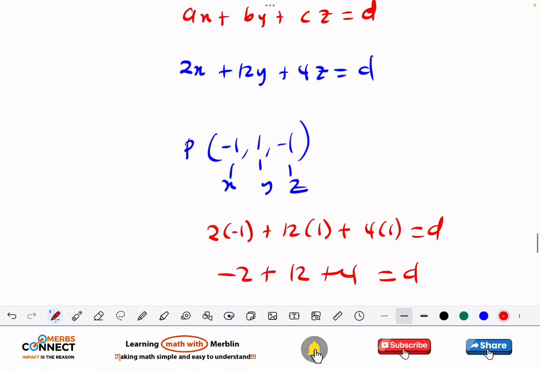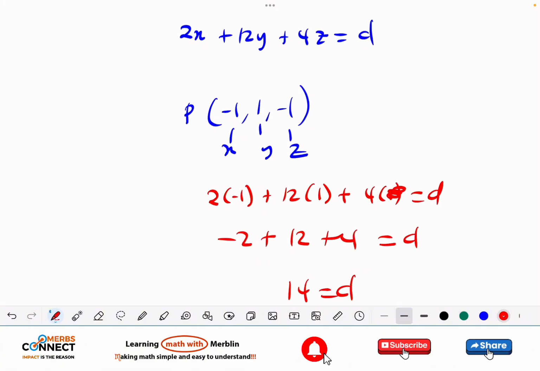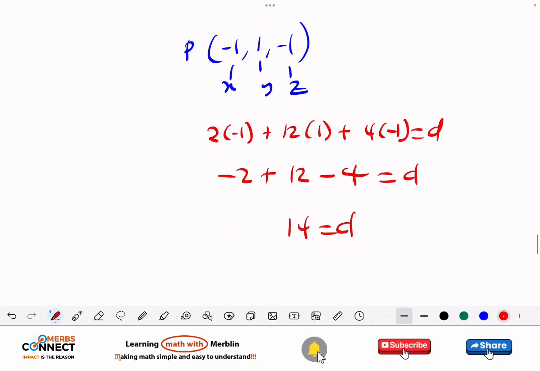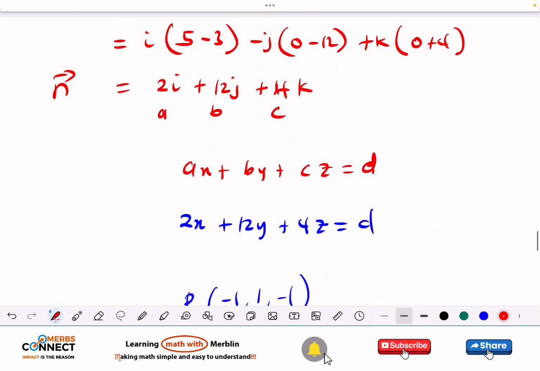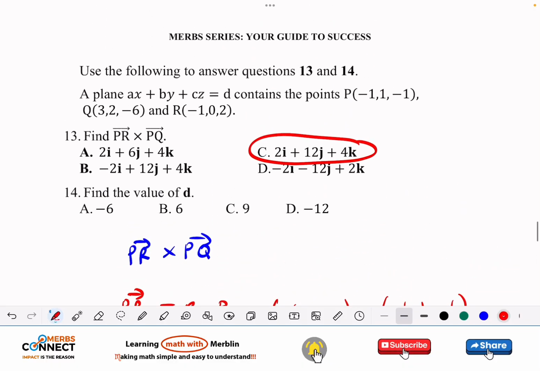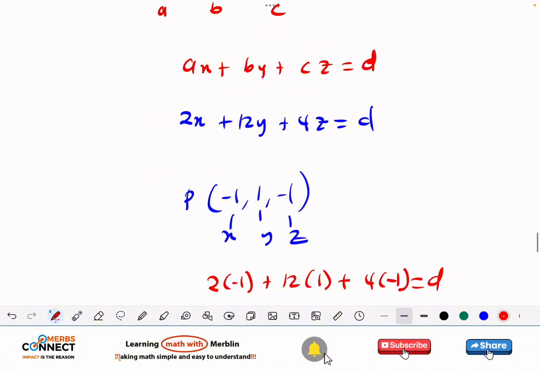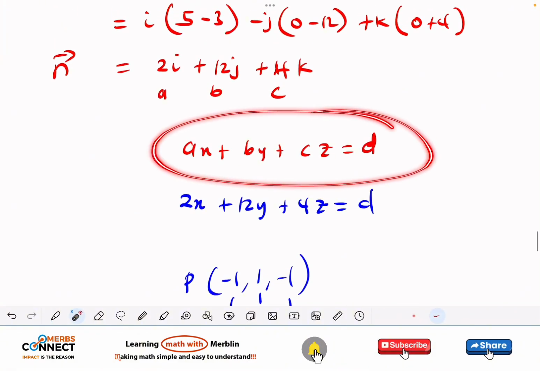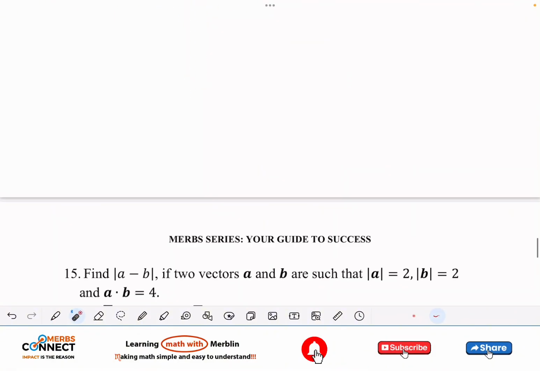Is that right? Oh, this one's supposed to be minus. Okay. So it means that this is going to give us something like 6. Yes. So D should be equal to 6. We have 6 there. Yeah, we have 6 here. So please note that this one is very, very important. This formula here to find your constant D.